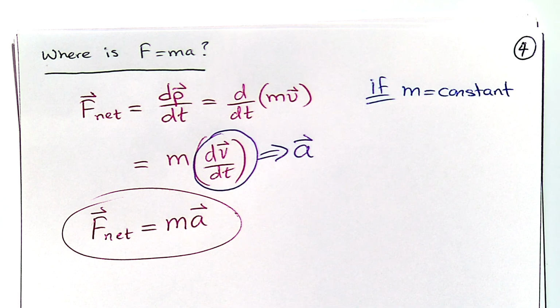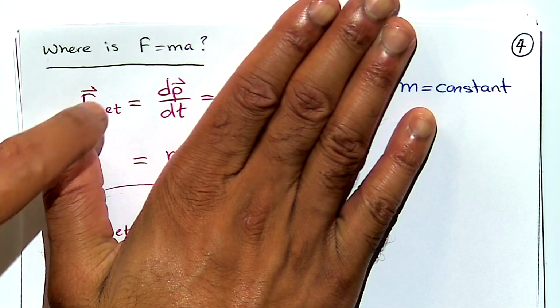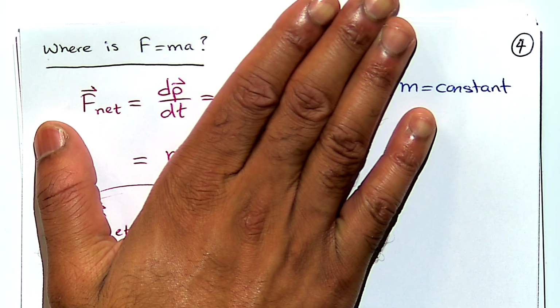F equals ma does not work for a rocket, right? A rocket in particular loses a significant amount of its mass. At the starting point before it launches, let's say 80-90% of the mass is fuel. So that's a significant change of mass, and you're not applying F equals ma to a rocket. You can, in fact, go back to the original and apply this. So this works for a rocket.